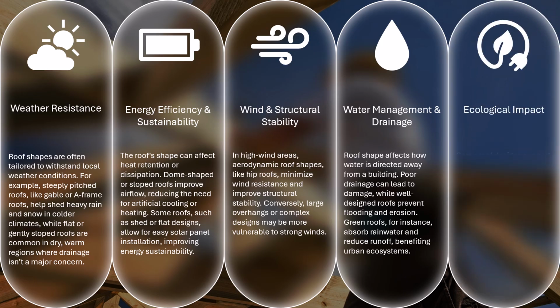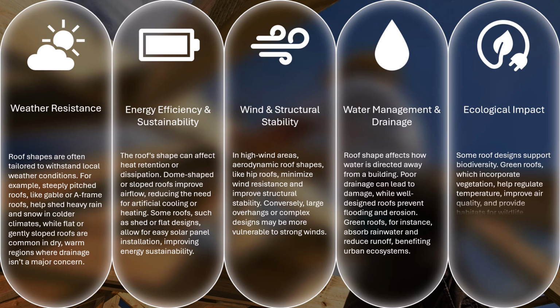Ecological impact. Some roof designs support biodiversity. Green roofs, which incorporate vegetation, help regulate temperature, improve air quality, and provide habitats for wildlife. Meanwhile, certain roofs maximize natural light, reducing reliance on artificial lighting.